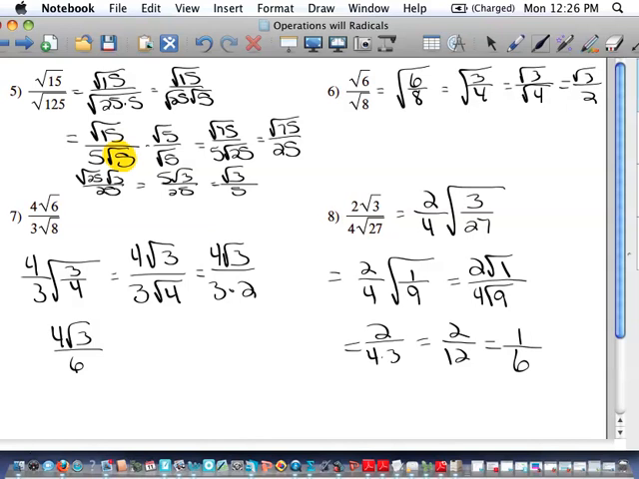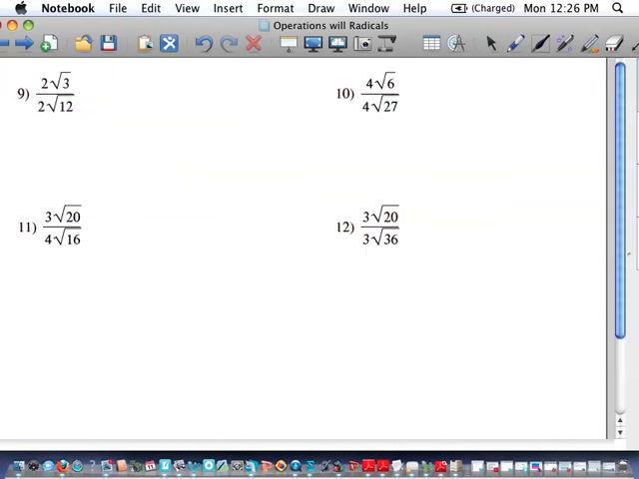Okay, so a couple things to think about. One is applying that property that allows you to simplify those radicands before you rationalize. The other way is just to go ahead and rationalize and simplify it later. And you can choose whichever you want to do.